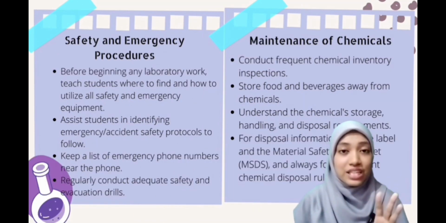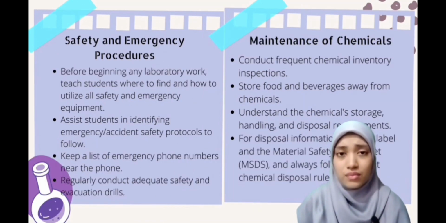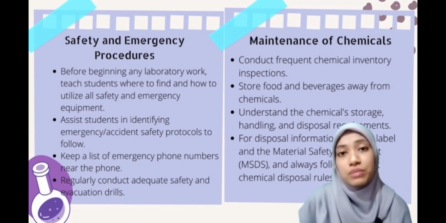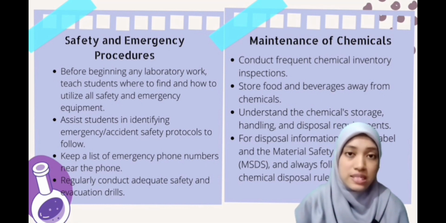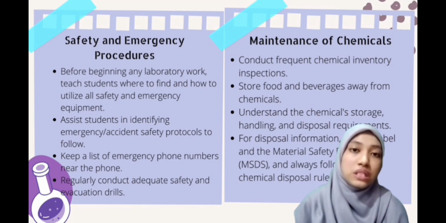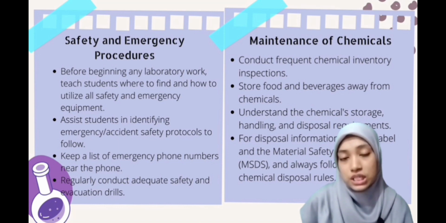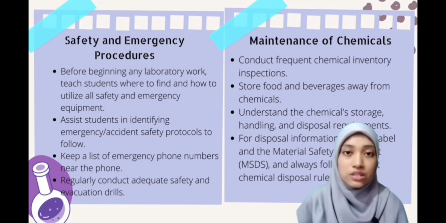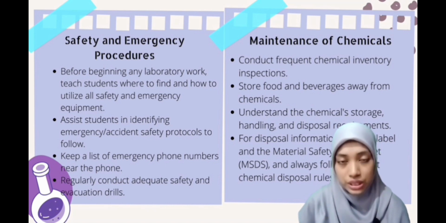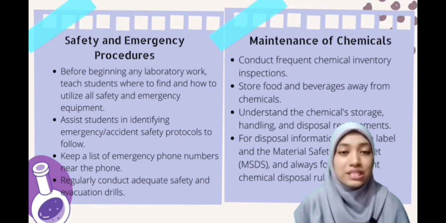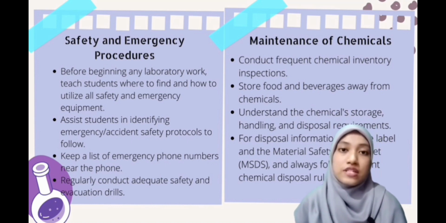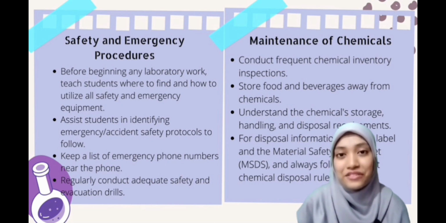Number 3. Safety and emergency procedures. Before beginning any laboratory work, teach students where to find and how to utilize all safety emergency equipment, such as the location and use of switches and cut-off valves for water, gas and electricity in the laboratory, as well as safety and emergency equipment such as safety shower, eye wash, first aid kit, fire blanket, fire extinguishers, and mercury spill kits.